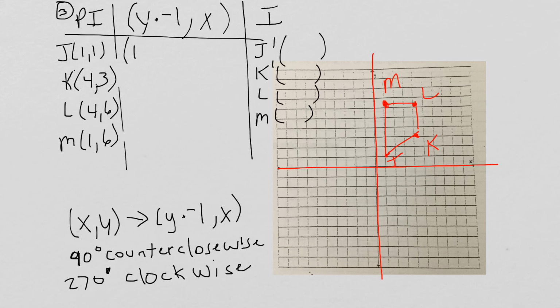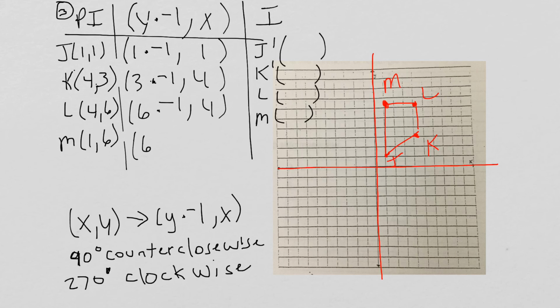So this is going to be 1 times negative 1 comma 1. This is going to be 3 times negative 1 comma 4. This is going to be 6 times negative 1 comma 4. And this is going to be 6 times negative 1 comma 1. So our J prime is negative 1, 1. K prime, negative 3, 4. L prime is negative 6, 4. And M prime is negative 6, 1.